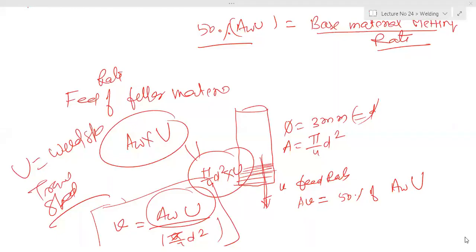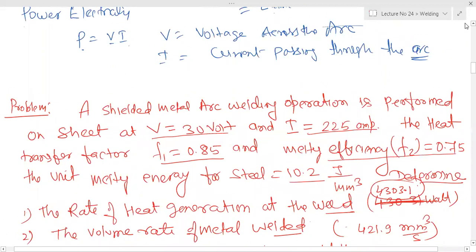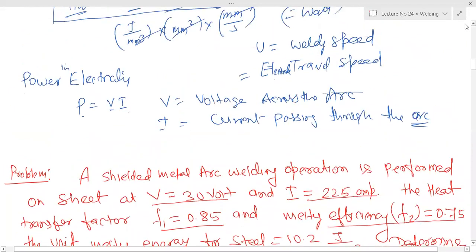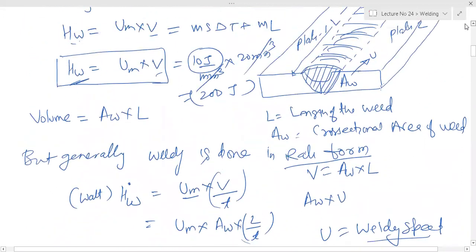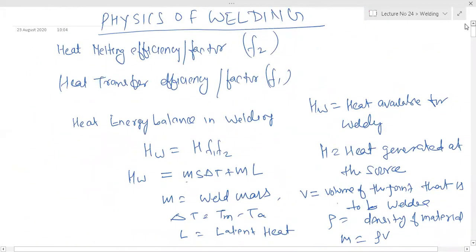Yesterday we started the welding process, and we defined welding, and then the classification of welding we discussed. So welding is a joining process of two similar or dissimilar materials with or without application of heat, with or without application of filler material, with or without application of pressure.